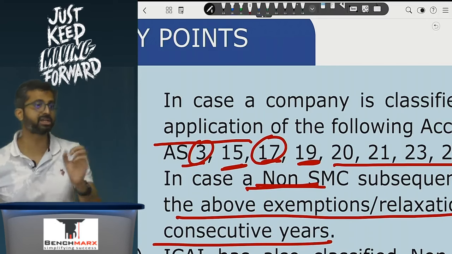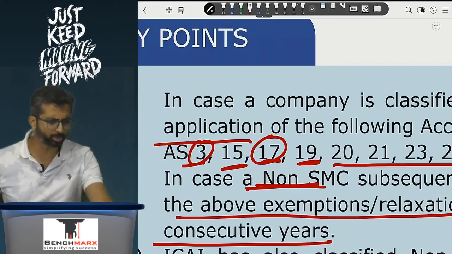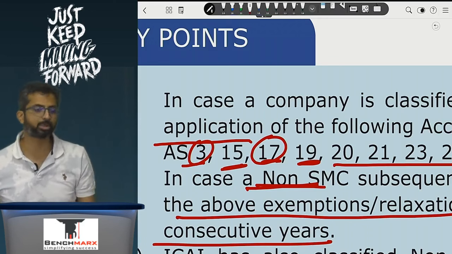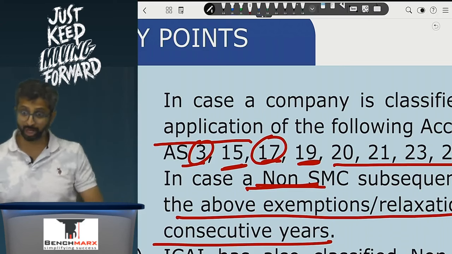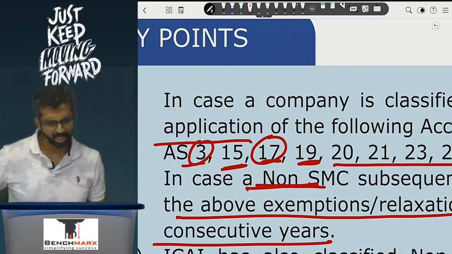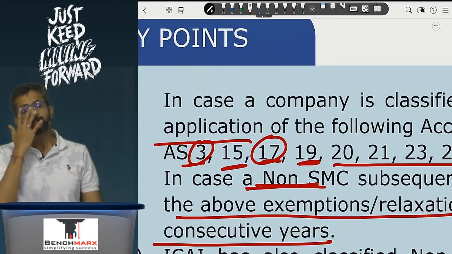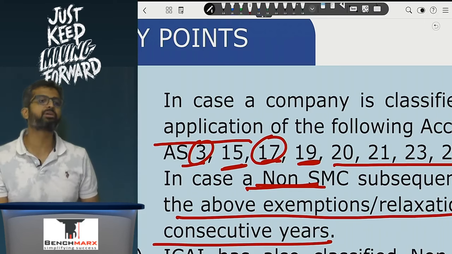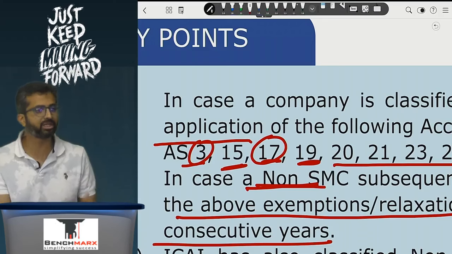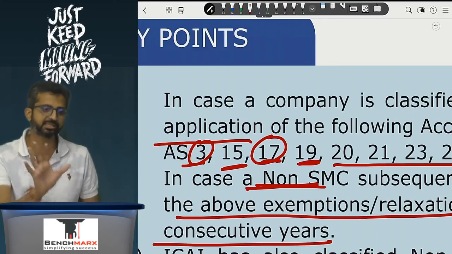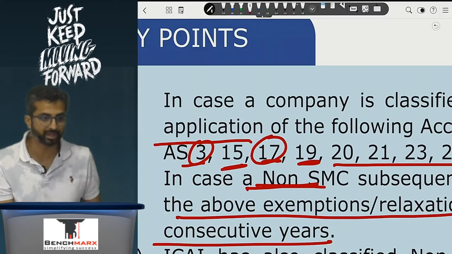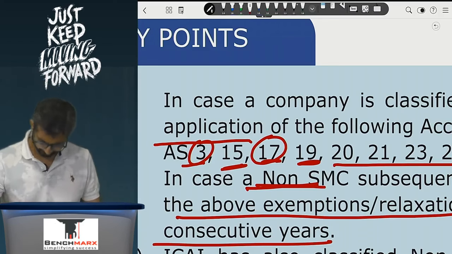In a similar way, cash flow statement, segment reporting, you don't want to prepare, you are an SMC, fine, don't prepare. But you are not prohibited, you are given an exemption, which means if you don't want to prepare, you don't prepare. But if I want to prepare, sir, can I prepare? Yes, I can very well prepare. So if I am preparing, I will have to give a disclosure in the notes that I am an SMC, so the following standards are exempted. However, I have decided to apply these standards and present, so the reader is aware. Are we clear with this?